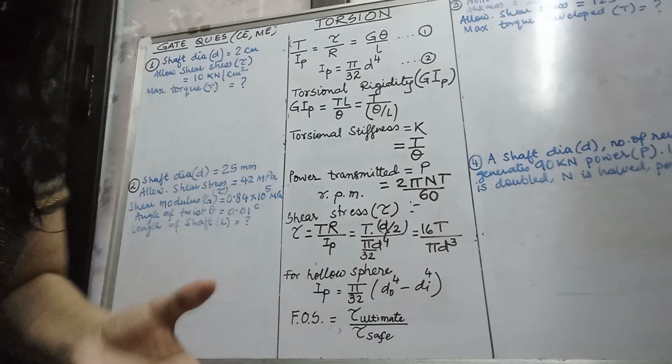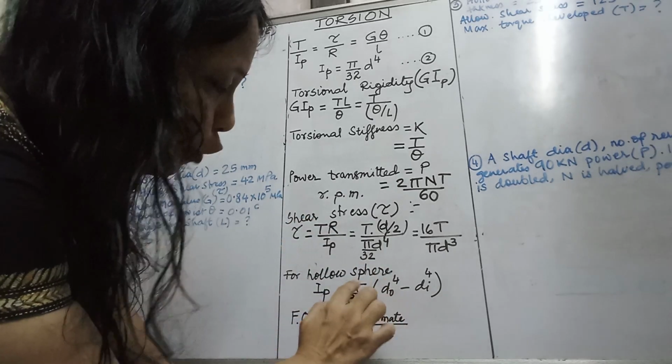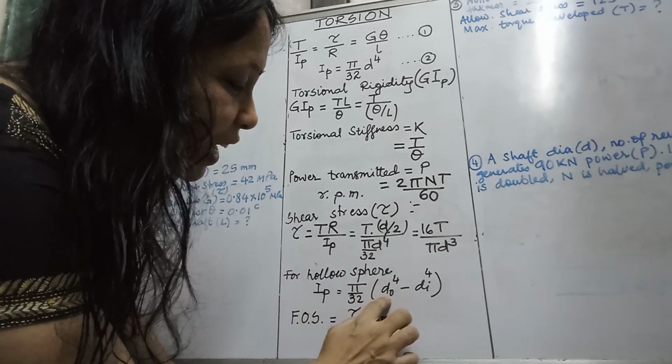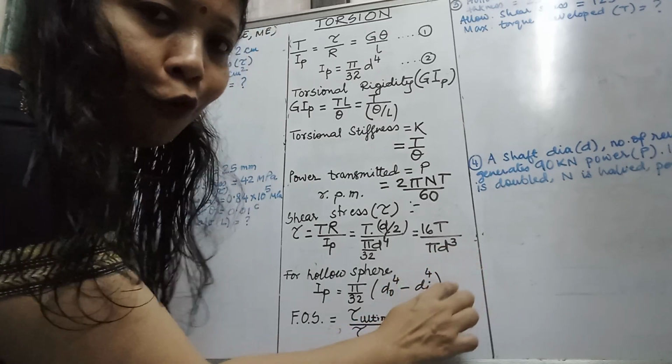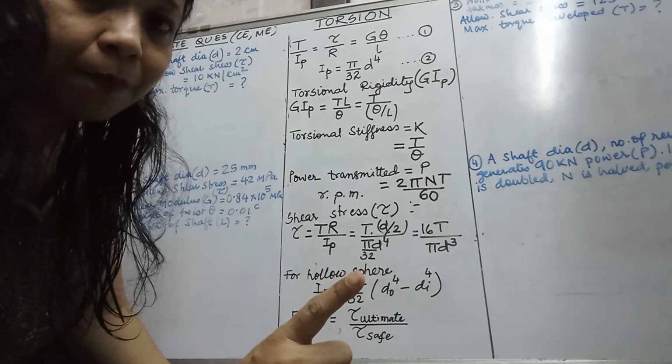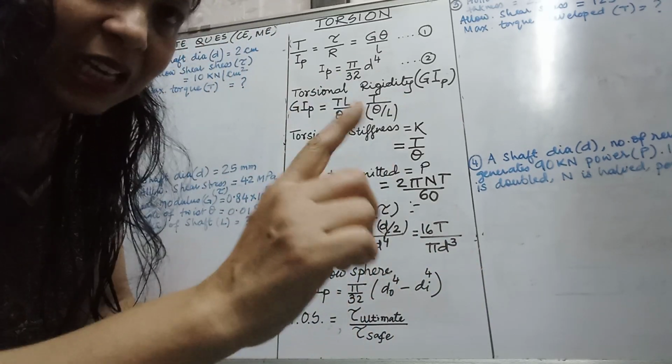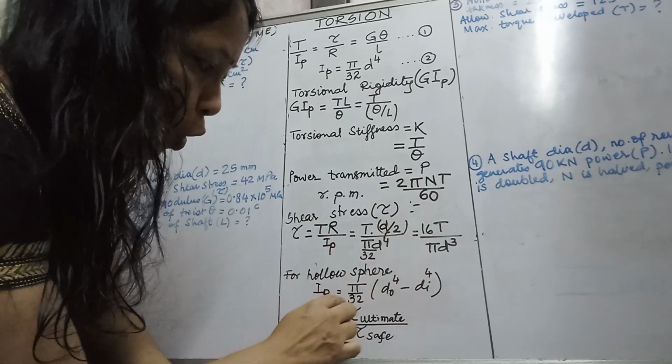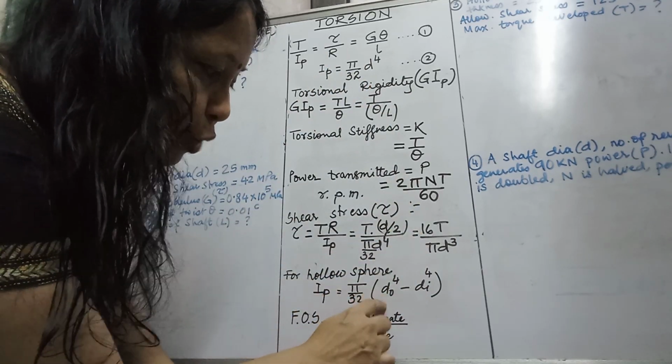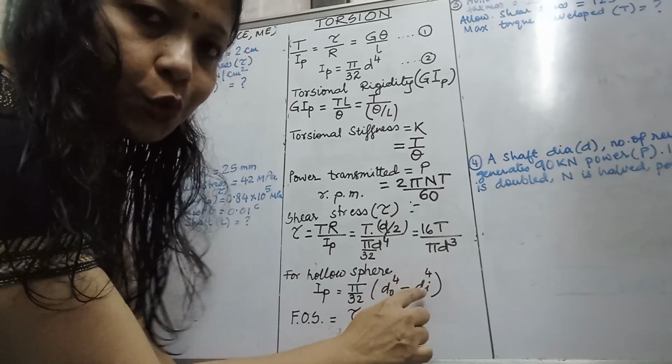Here is where most students make a mistake. They write the formula as pi by 32 into (DO minus DI) whole raised to 4. That is wrong. It will be pi by 32 into DO raised to 4 minus DI raised to 4.